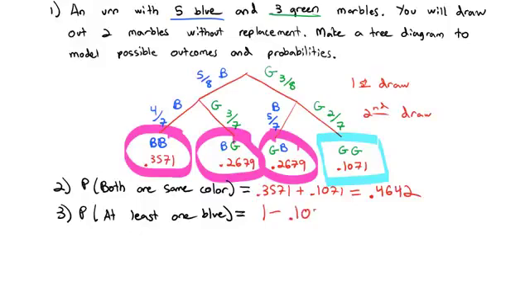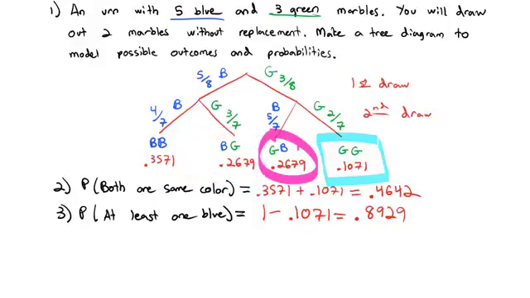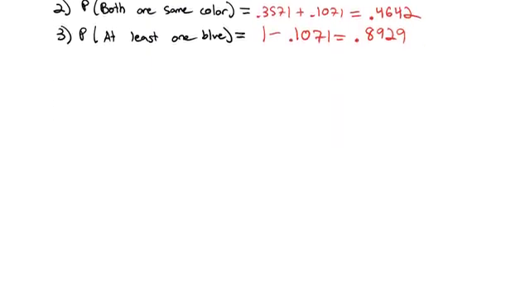If we subtract off the 0.071, we'll end up with our probability of at least 1 blue of 0.8929. And that's how using a table can greatly facilitate our conditional probabilities and their various calculations. But one very important application of using these tables is to facilitate what is called Bayes' theorem.